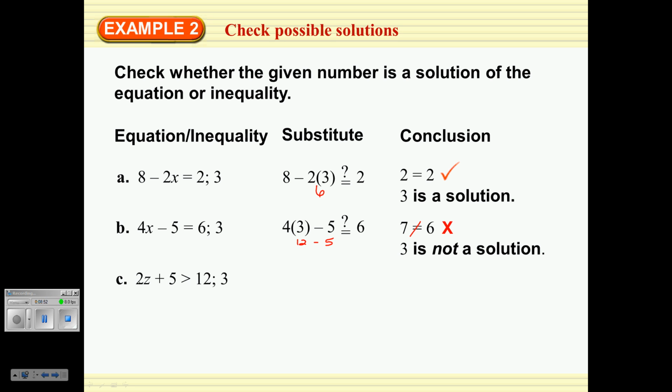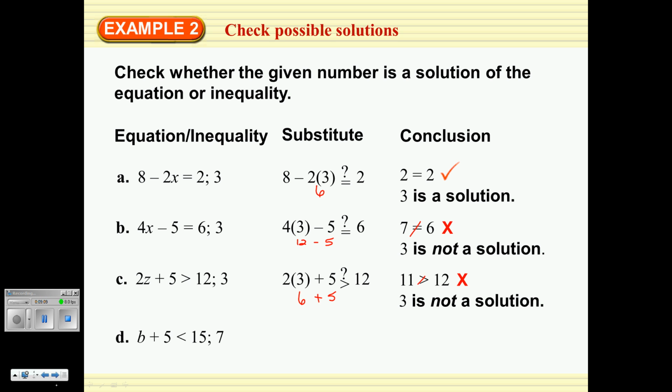So let's substitute a 3 in for our z. 2 times 3 is 6, and 6 plus 5 is 11. So therefore, 11 is not greater than 12. So 3 is not a solution to that inequality. And this is pretty simple. So go ahead and let's do D.